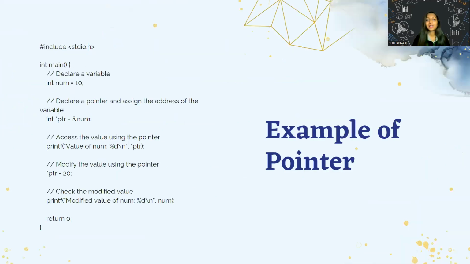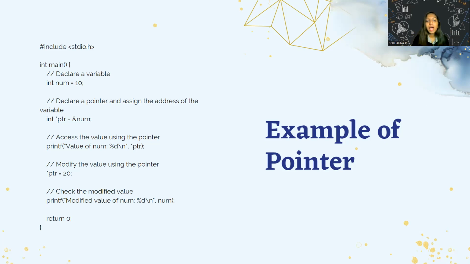showing an error. Here's an example for a pointer variable. #include <stdio.h>. int main, we declare a variable num equals 10. And then we declare a pointer and assign the address of the variable, which is int *ptr equals &num. Next, we access that value using the pointer. Print the value of the number, printf %d, comma, *ptr.